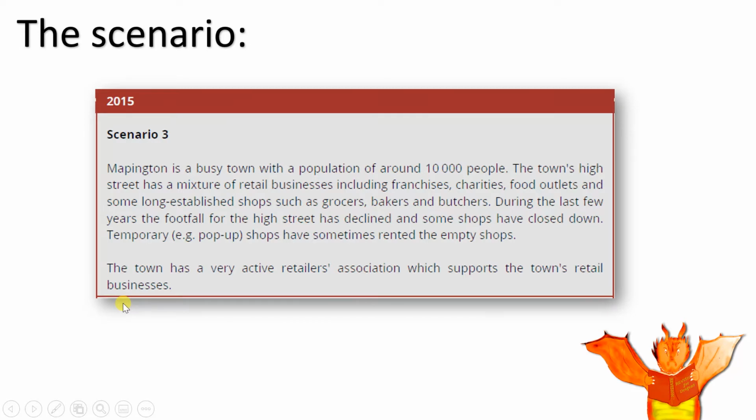Now there's a page in the video on the PowerPoint, whichever way you're doing it, on the scenario, because you do need to pay attention to the scenario. When you start writing the questions you have to put it in the context of this scenario. So that's why we have a focus on it at the moment for revision.